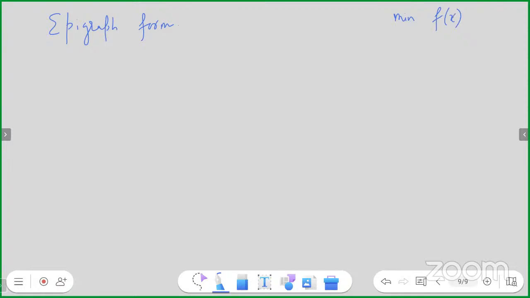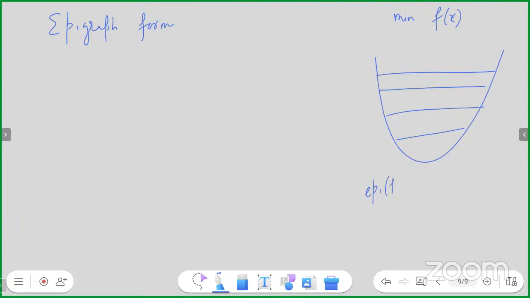Remember, what was epigraph? Everybody remembers epigraph? Here is my convex function. What are the set of vectors which lie here? So epi of f belongs to x comma t such that t is greater than or equal to f of x. So does it tell you something about how to possibly rewrite this in terms of this epigraph?